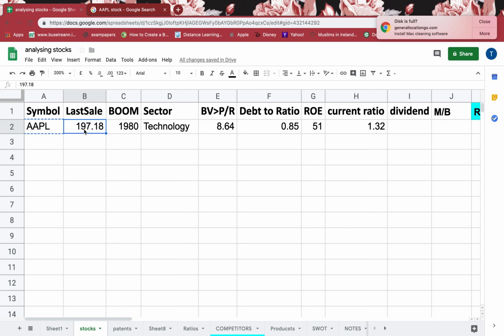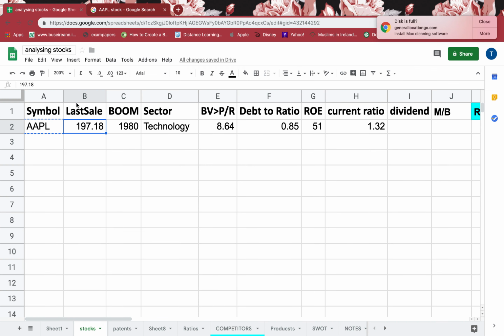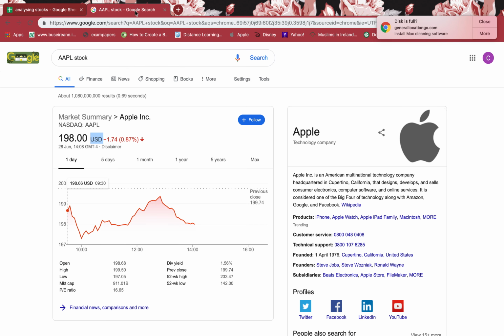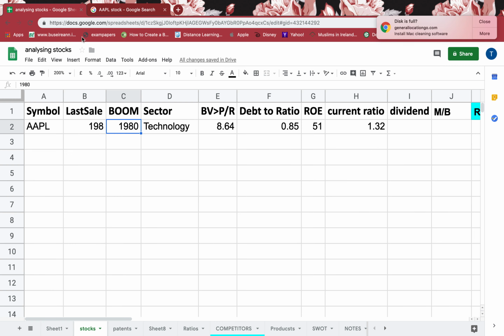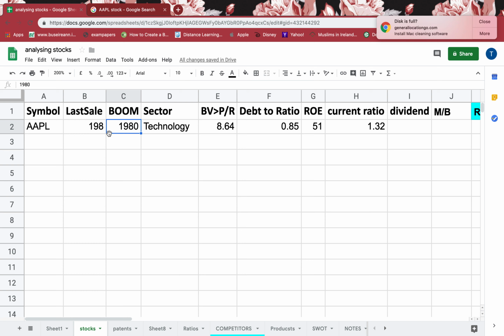The last sale or the price of stock right now is 198 and it's in US dollars. So I'll just write 198 here. If somebody wants to buy the stock now, they will buy it for 198 US dollars. One stock they can buy, and it was founded in 1976, you can see from Wikipedia. The sector is technology, but I'll show you from where you get the sector later in the video.